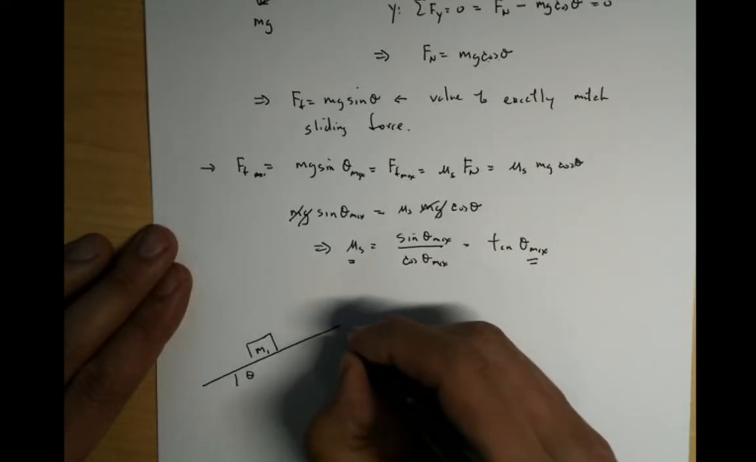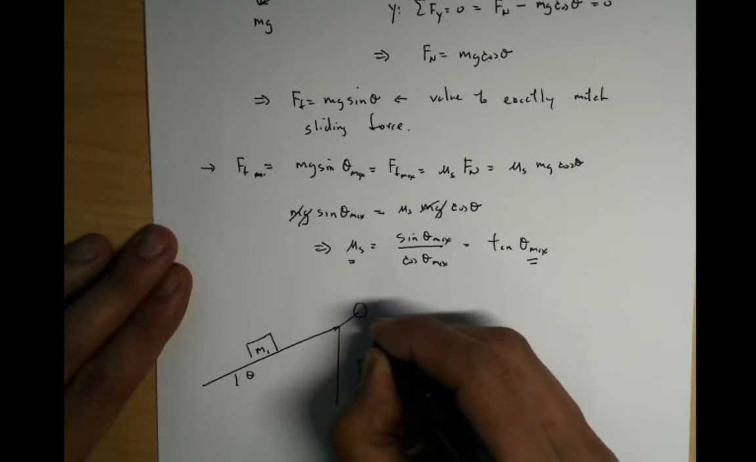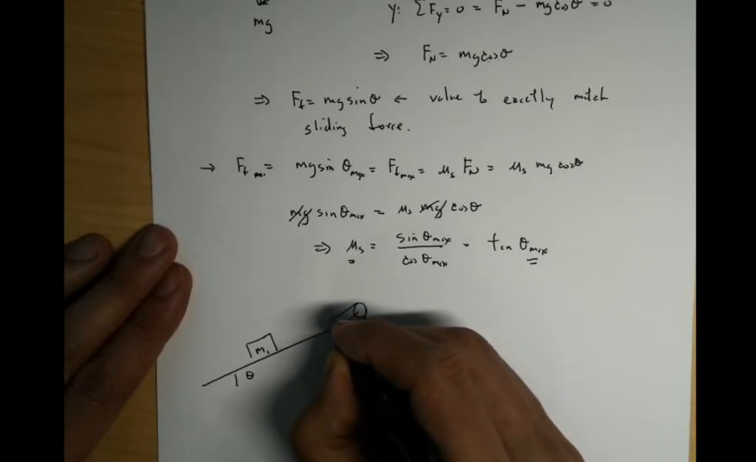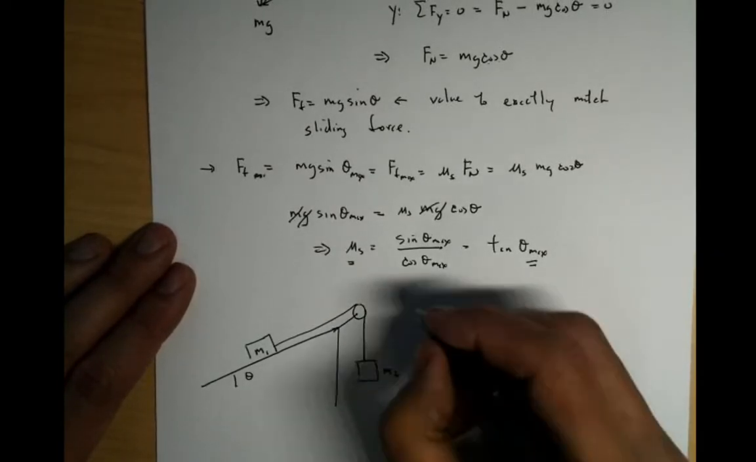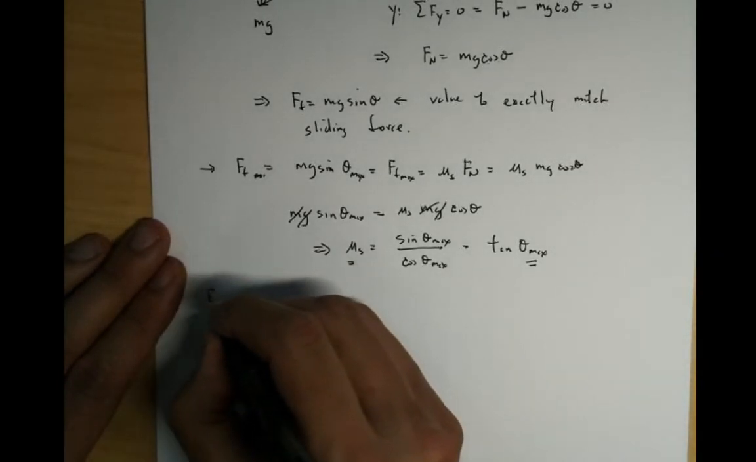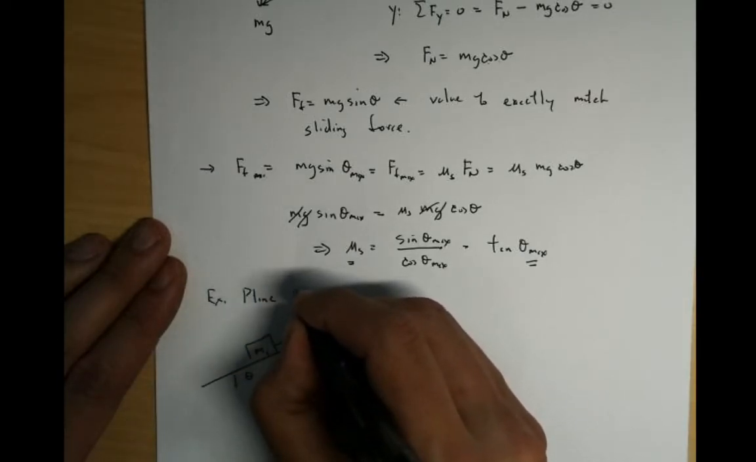Okay, and to link everything together, I'm going to put a pulley with a string. I'll drop the string, basically pulling that way. All right. So this is the second example. This is a plane and pulley system.